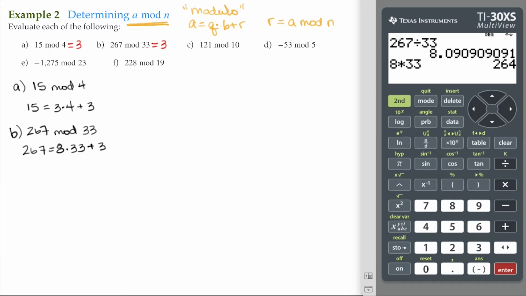Here's C. Now sometimes for some of these, you should get in the habit or an idea of what's going on. We have 121 modulo 10. So that means what would be the remainder if I divide 10 into 121? I'm just going to take a guess and say that that would be 1, right? But if we go ahead and use our division algorithm, I've got 121. That's going to be equal to 12 times 10, which is 120, plus 1. And there we go.